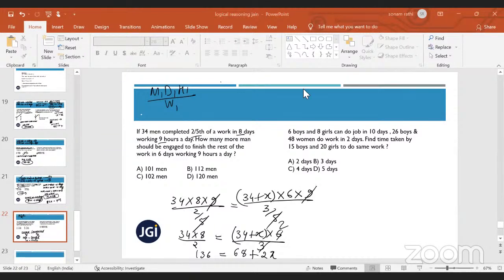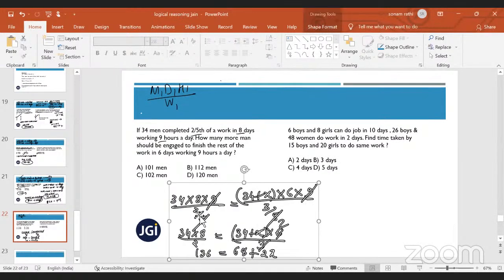No, work will be 2/5. They are saying that first they did 2/5. Remaining work will be 3/5, no? I think there is something wrong with this question. Okay, let me do it in another manner.